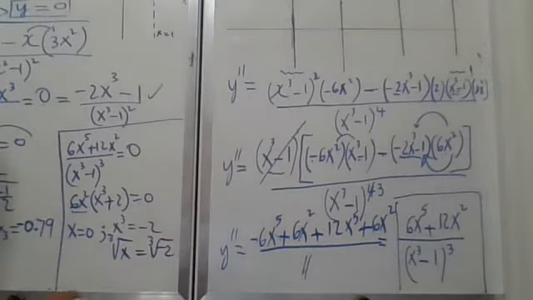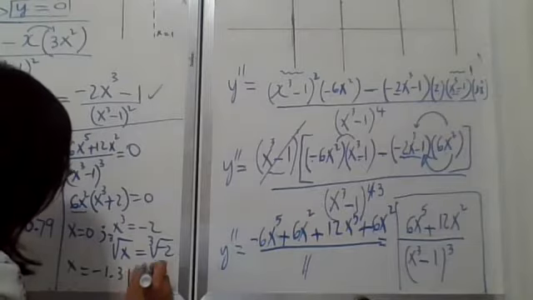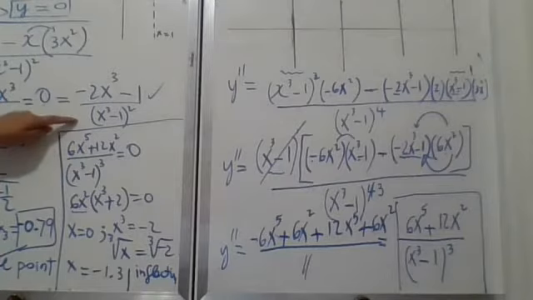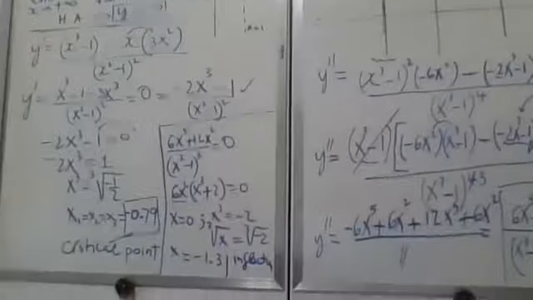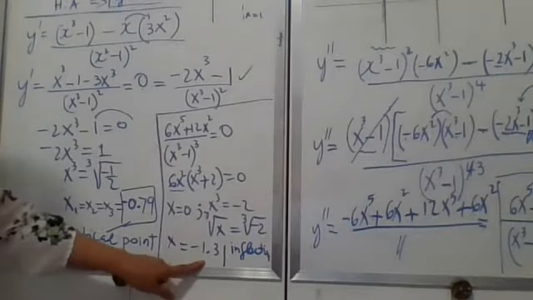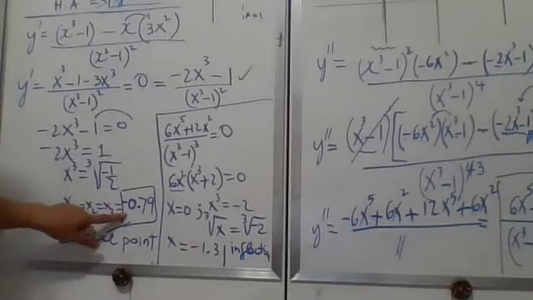So the third root of minus two, x will be equal to minus 1.3. Okay, so this is the inflection point. Inflection, and this value here is the critical point. So from the first derivative, we solve for the critical point. From the second derivative, we solve for the inflection point, right? So we got the inflection point is minus 1.3, and we got the critical point is minus 0.79.